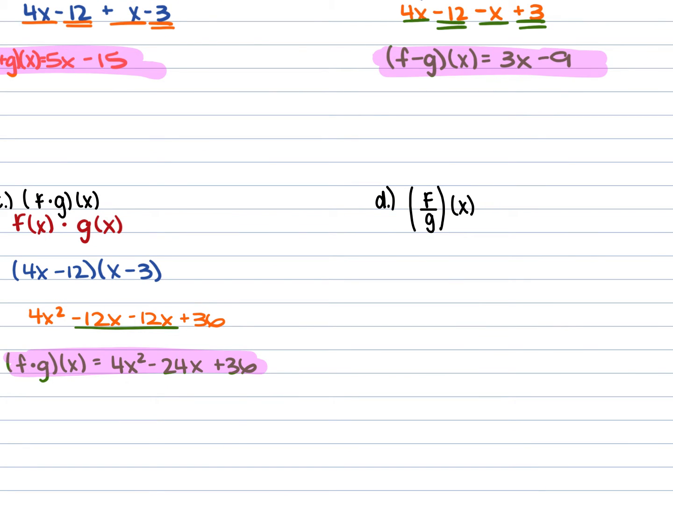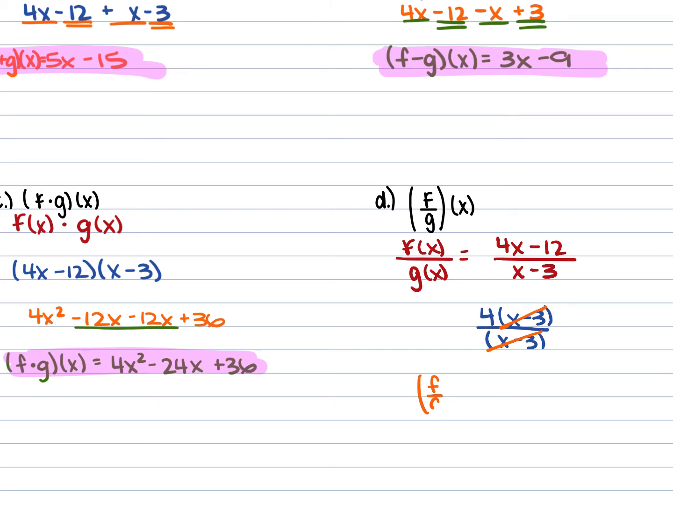For example D, we have f divided by g of x. So we're just going to take f of x and divide it by g of x. We said that f of x is that 4x minus 12, and g of x is the x minus 3. If we factored out our greatest common factor from the numerator, it's going to give us 4 times x minus 3 over x minus 3. Now you have an x minus 3 in the numerator and the denominator, so those cancel out. And f over g of x is just equal to 4.